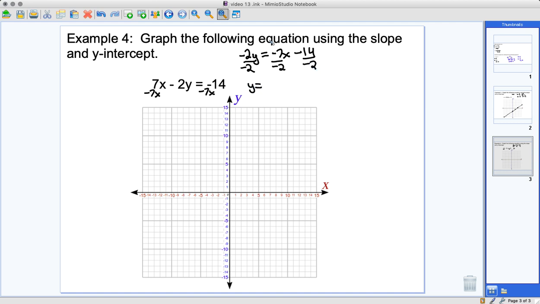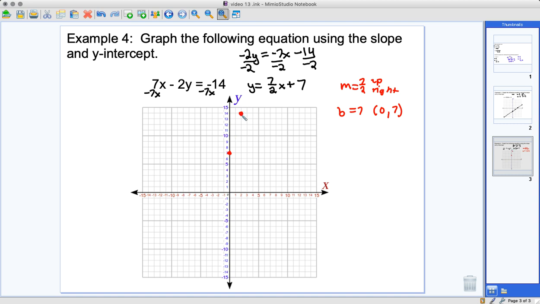So y equals, negative over negative makes positive, so 7 over 2x, and then negative over negative again makes positive, 14 over 2 is 7. So my slope is 7/2, my b is 7, or the point (0, 7). So we're going to plot our point, (0, 7), right up here. And then from there, I'm going to go up 7 and then to the right 2.